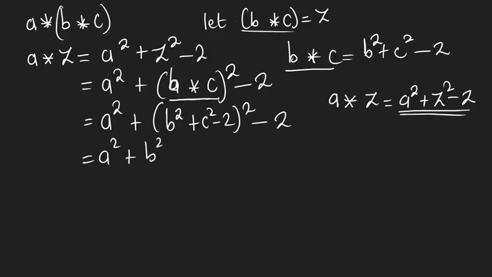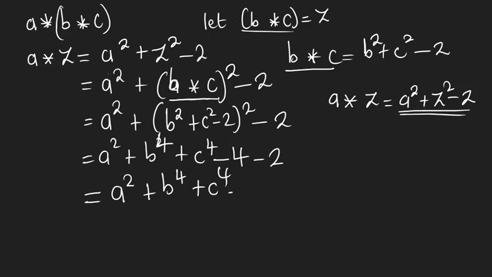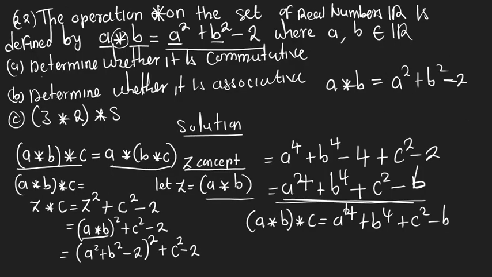So this is B to the power 2, to the power 2. That becomes B to the power 4 plus C to the power 4 minus 4 minus 2. That becomes A to the power 2 plus B to the power 4 plus C to the power 4 minus 6. Are they the same as the first equation? Check.